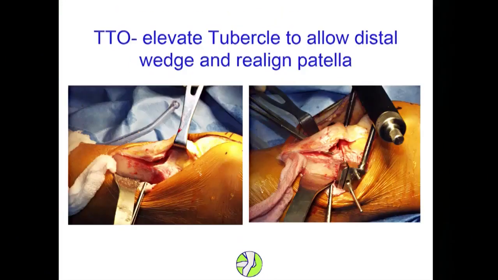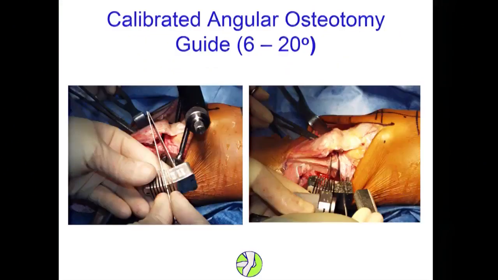This is a calibrated jig. This was the old natural knee jig. It's now marketed by Zimmer. It still exists. It's a very nice calibrated jig system. And it goes anywhere from 6 degrees to 20 degrees, and it closes at a central radius so that you can just take out a nice precise wedge.